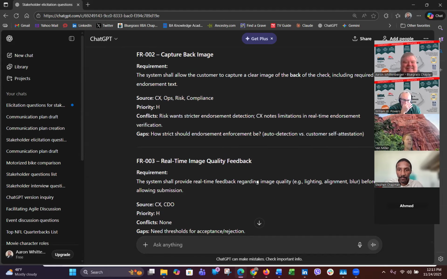Did it make a table? Last time it made me a table. So it is specifying conflicts, which I think our prompt asked for. So conflicts identified. I will stop sharing there, and then we have the third prompt.